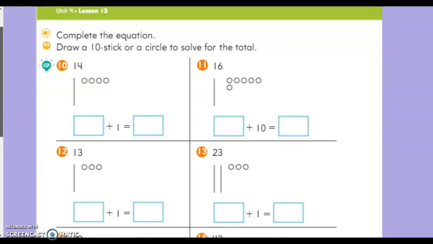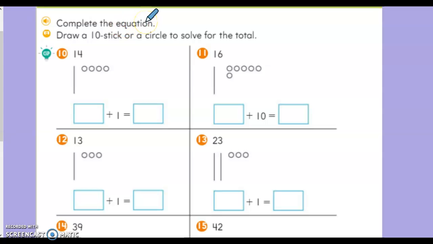After you're done playing that game, we're going to complete the equation and draw a 10 stick or a circle to solve for the total. So the first thing we're going to do, we're going to take the number that they give us and plug it into our equation. So they gave us 14. Okay, now they want us to add 1. Okay, is 1 a 10 stick or a circle? Yep, 1 is just a little circle.